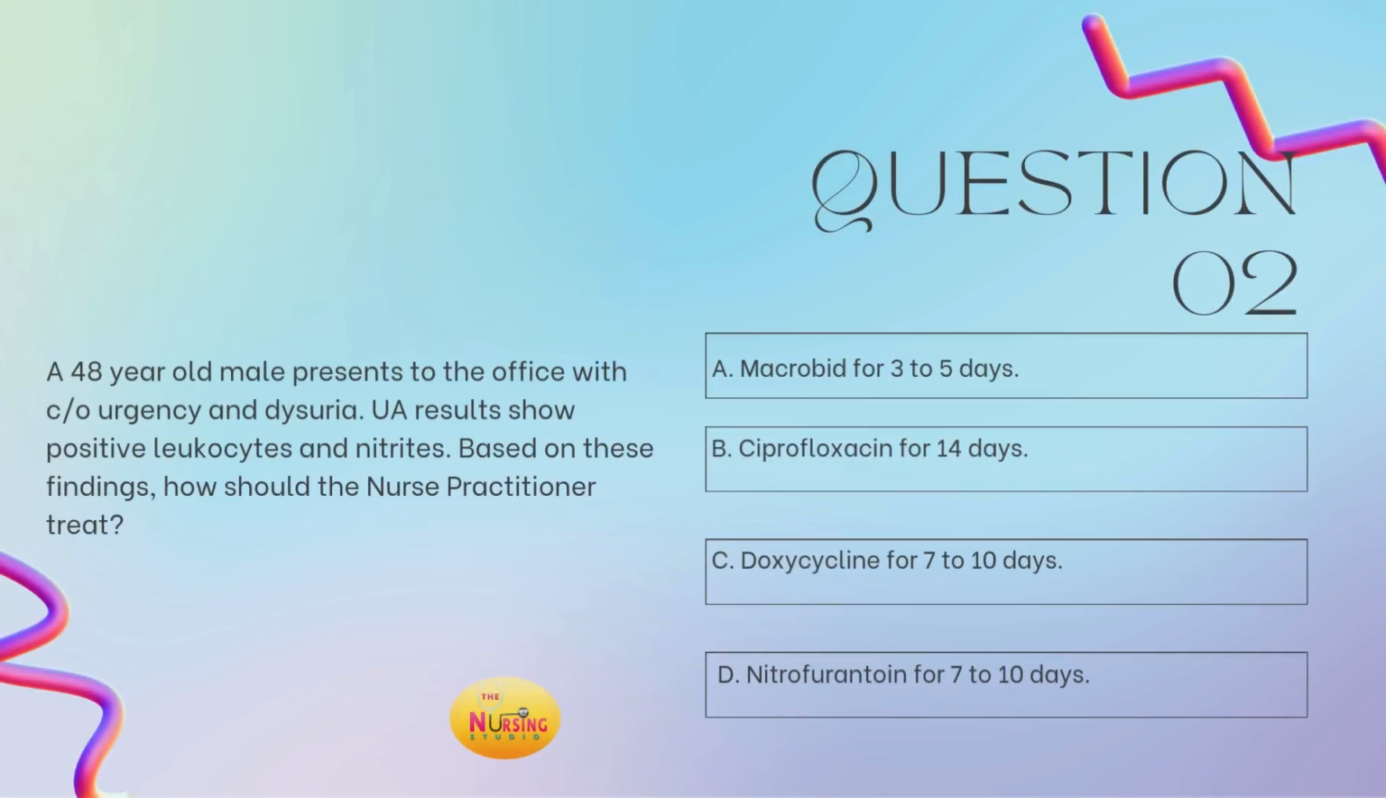Question number 2. A 48-year-old male presents to the office with complaints of urgency and dysuria. Urinalysis result shows positive leukocytes and nitrites. Based on these findings, how should the nurse practitioner treat? Is it A, Macrobid for 3 to 5 days, B, Cipro for 14 days, C, Doxy for 7 to 10 days, or D, nitrofurantoin for 7 to 10 days?